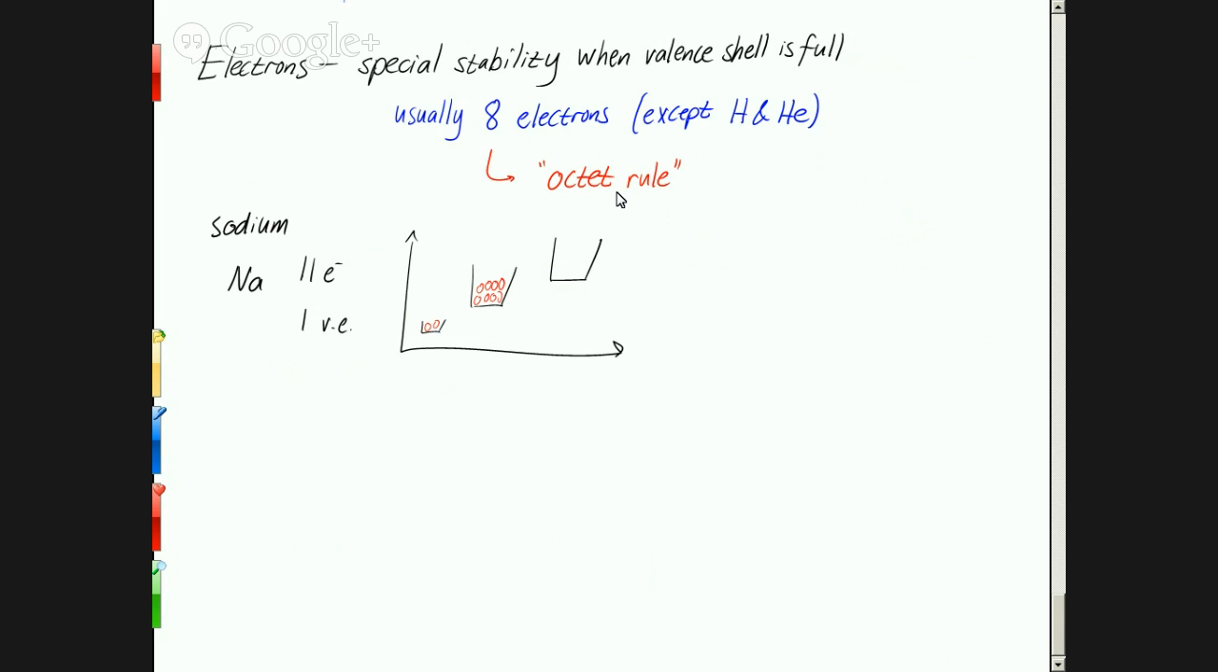That's an octet. So this is now a configuration for sodium +1, the +1 ion, because now we have one more proton than we do electrons. We had 11 protons and 11 electrons. We lost an electron. Now we have 11 protons and 10 electrons, so there's an extra positive charge there. But by doing that, we now have 8 electrons in the valence shell instead of just 1.